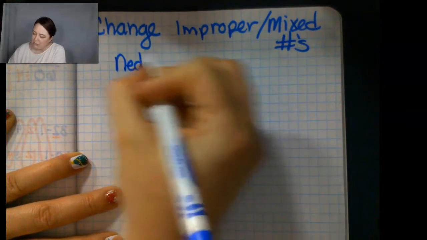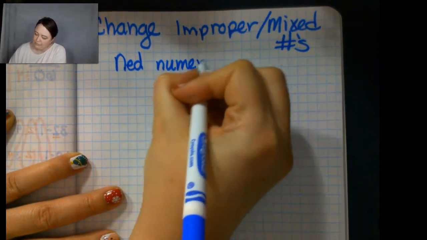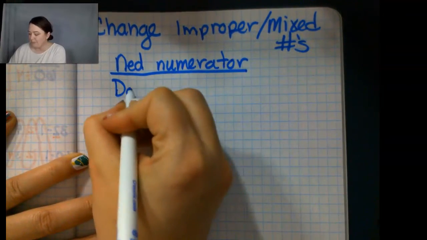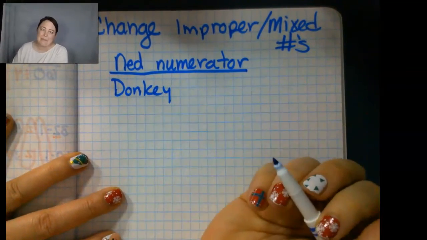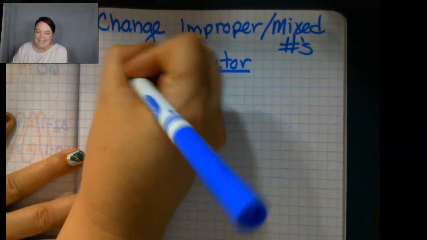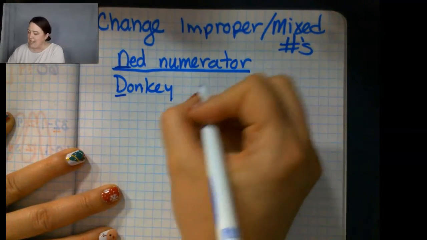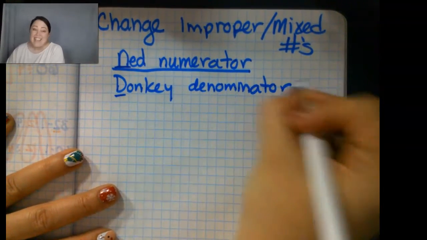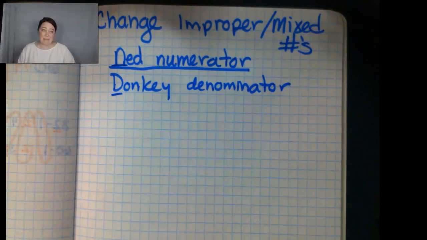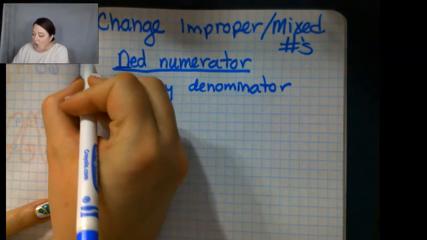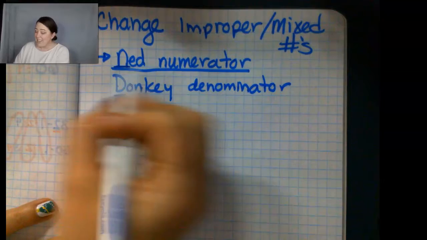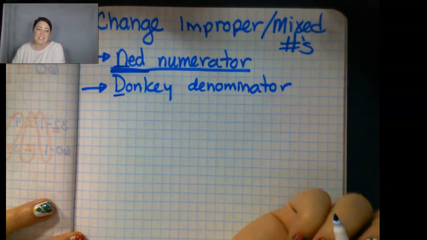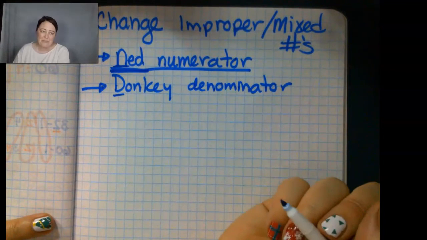We've got Ned the numerator. And his donkey, the denominator. Now, why do you think I have it being Ned and donkey? Mainly because Ned starts with an N and donkey starts with a D. Denominator. Ned always rides on top of his donkey. Ned is always the top number. The donkey is always the bottom number. Ned always rides on top of his donkey. That's a big part of the story.